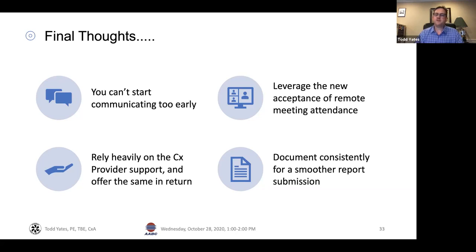Document consistently for a better, smoother report submission. If you have multiple technicians on the project, make sure that they're documenting the same things with the same terminology. Make sure that you're using terminology that's understandable to the commissioning provider. Let them have a first pass at the report. Let them point out anomalies that you can correct before it's submitted to the engineer. And just make sure those things are consistent.